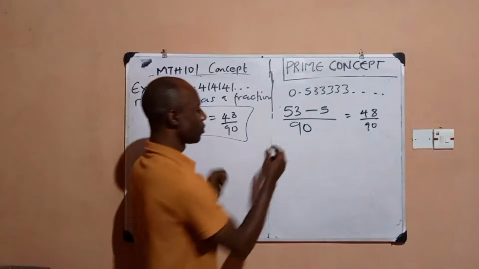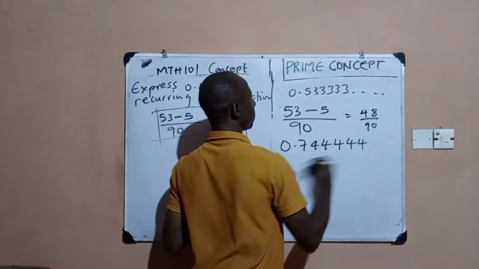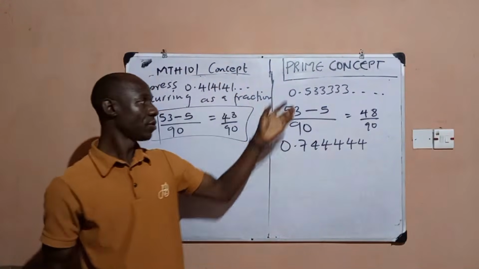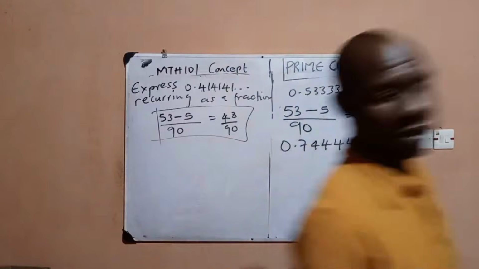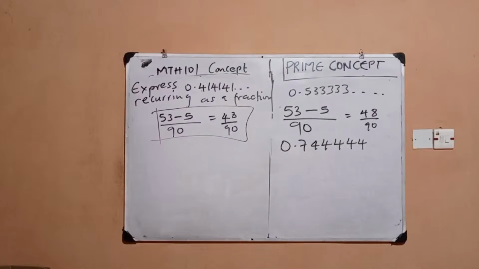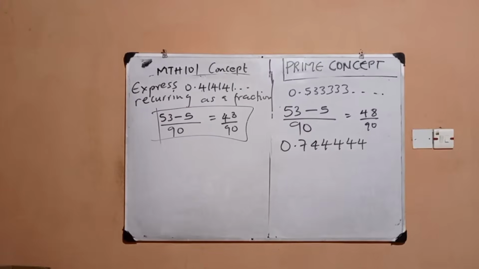If you understand, do for me 0.74444. Do this, tell me the answer, if you get what I've explained here now. Do it and tell me the answer fast. I'm waiting. Type it.